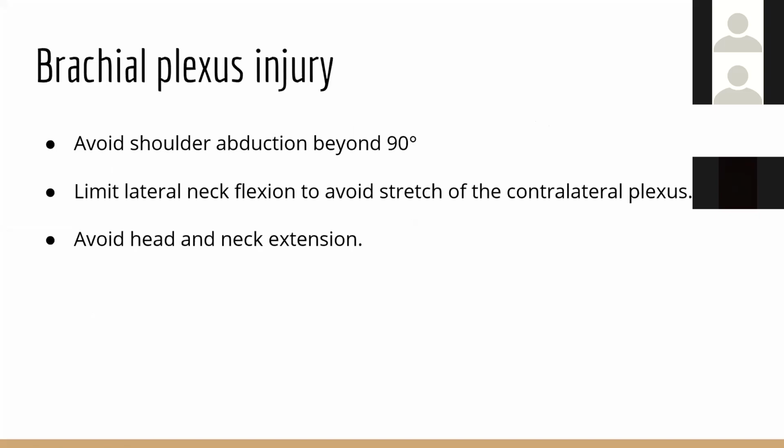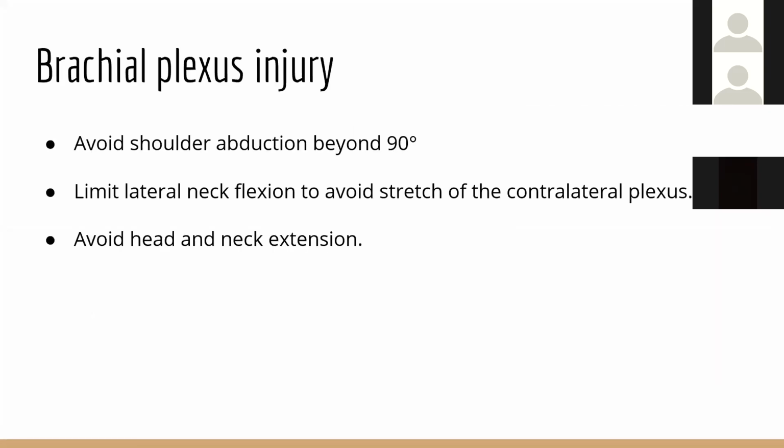So how to avoid brachial plexus nerve injury? Avoid shoulder abduction beyond 90 degrees. Limit lateral neck flexion to avoid stretch of the contralateral plexus, and avoid head and neck extension. So we have discussed only two nerve injuries. Now let's discuss head rotation and neck position, which are very important during neurosurgical positioning.